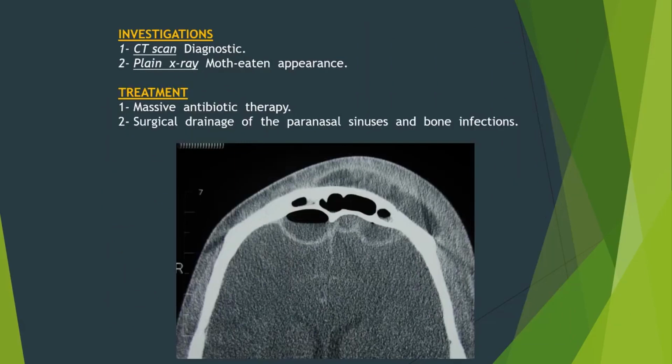To diagnose such a case, CT scan is diagnostic. Plain X-ray will show something called moth-eaten appearance, and it's also not done nowadays. Treatment: massive antibiotic therapy with surgical drainage of the paranasal sinus and bone infections.